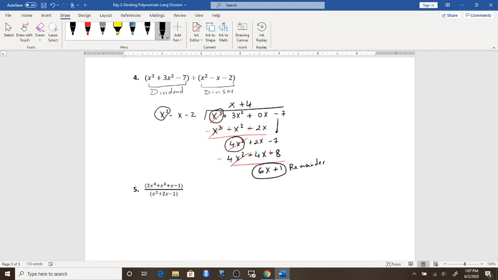So your final answer is going to be this, which is the quotient, x plus 4. But since we got a remainder, you just write 6x plus 1 divided by the divisor, which is x squared minus x minus 2. Okay?